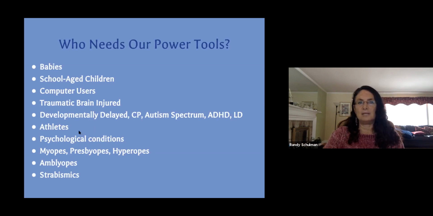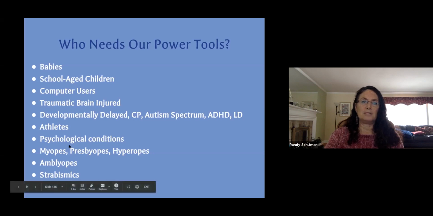Athletes. So a lot of times, I had a baseball player and he was 20/20, but you know, a high level baseball player should be 20/10. And he had about 3/4 of a diopter of SIL. So fitting him with toric lenses made the difference in his game. As I mentioned, for the psychological, the panic disorder, base in often helps.